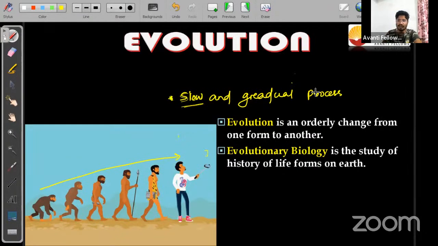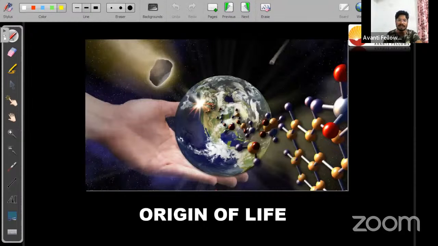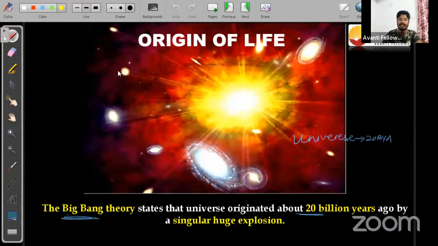So evolutionary biology is the study of the history of life forms on Earth. Let us start with how Earth originated. First of all, we'll be talking about how Earth originated. Then we'll go directly to the theories that explain how life originated on Earth. So first we will talk about how Earth originated. There is a theory called the Big Bang theory. Before we go to the origin of life, let us look at the origin of Earth.